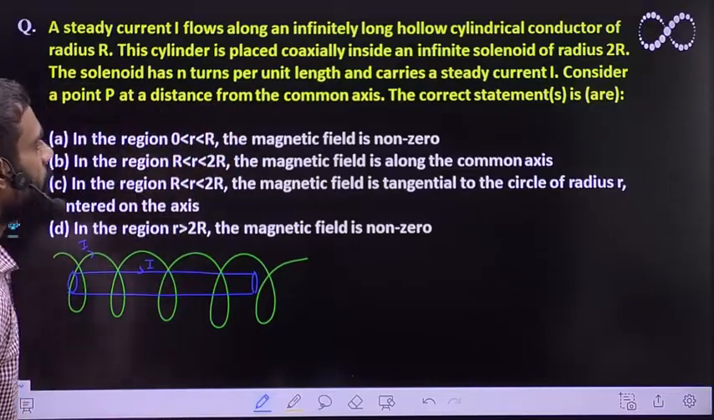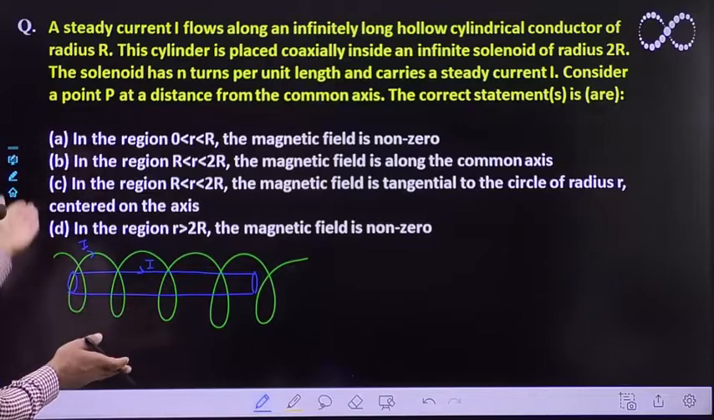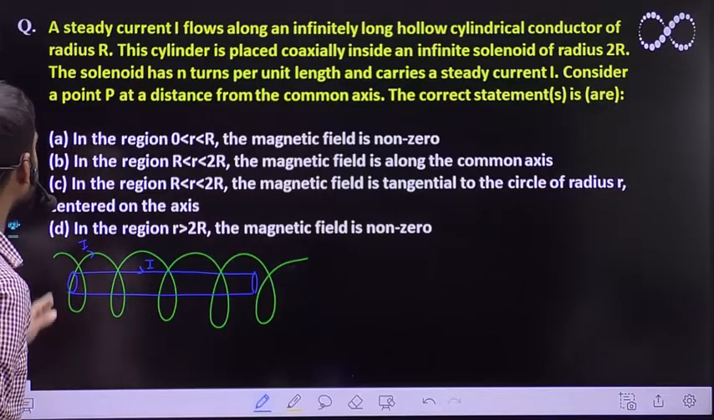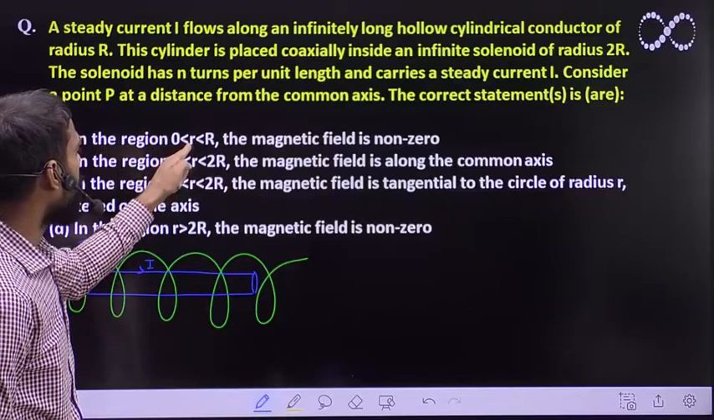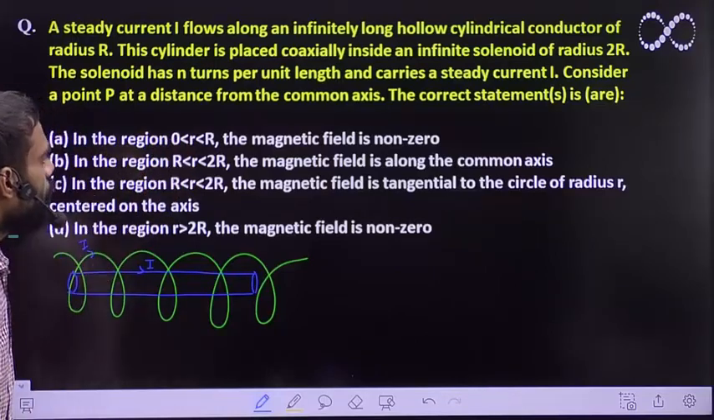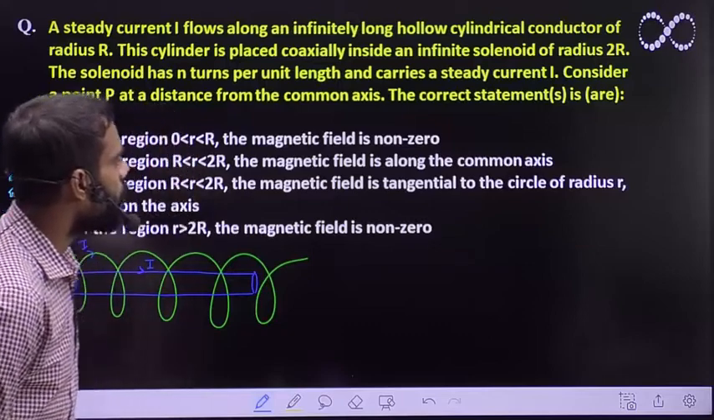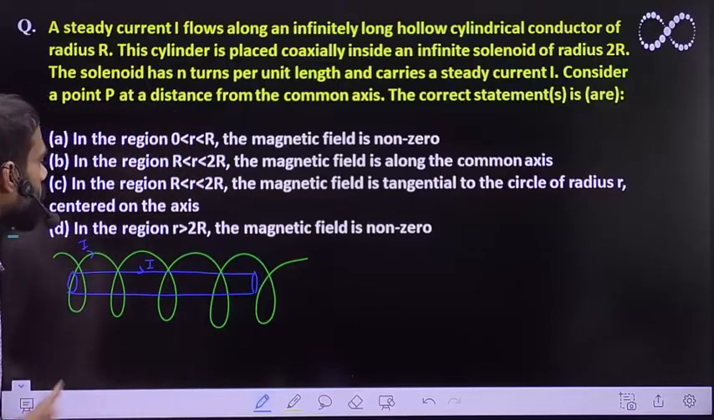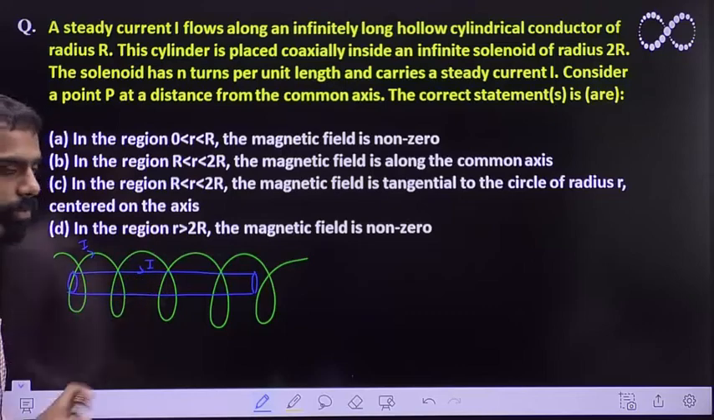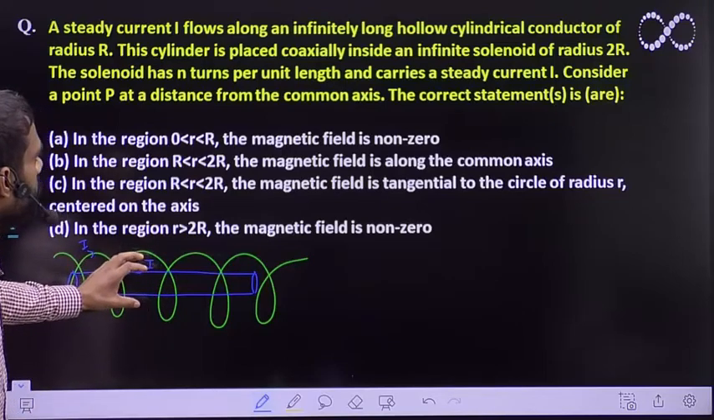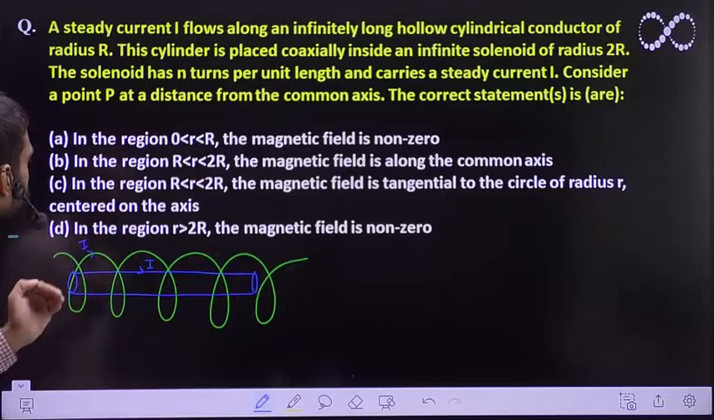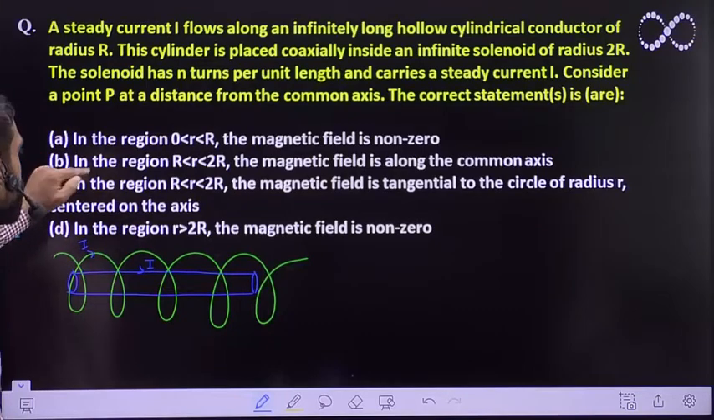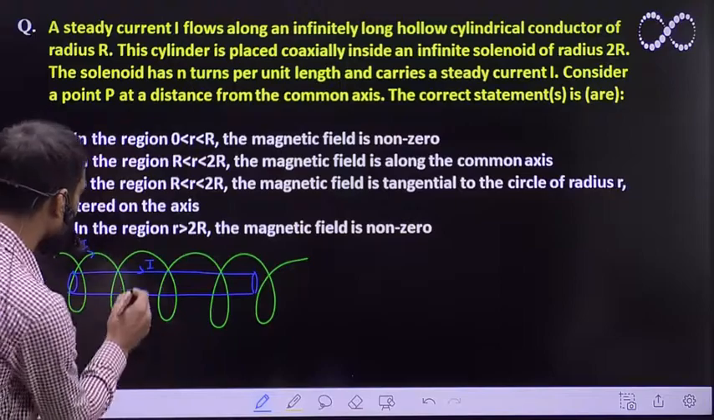After that, you have to identify the correct statements. So this is the figure. Now let us go back to the options. Option A says that in the region from 0 to r, where r is between 0 and capital R, the magnetic field will be non-zero. Here two things are there: one is the hollow cylindrical pipe and the other is the solenoid. So let us see option A first.